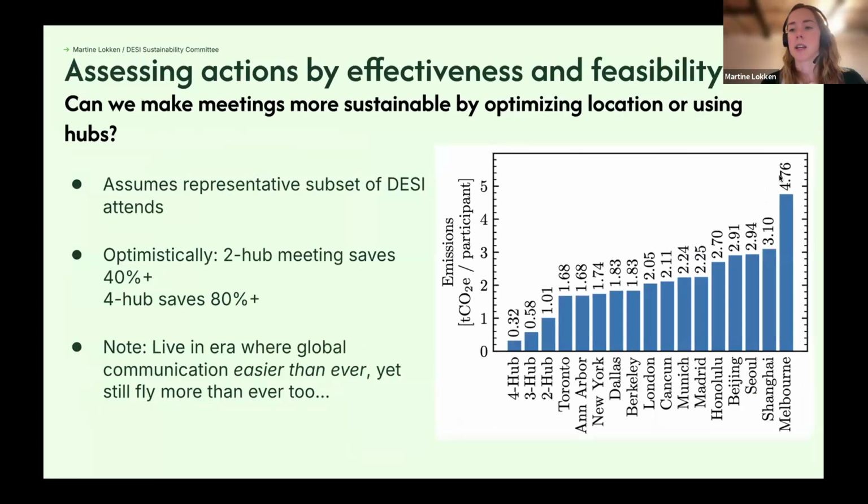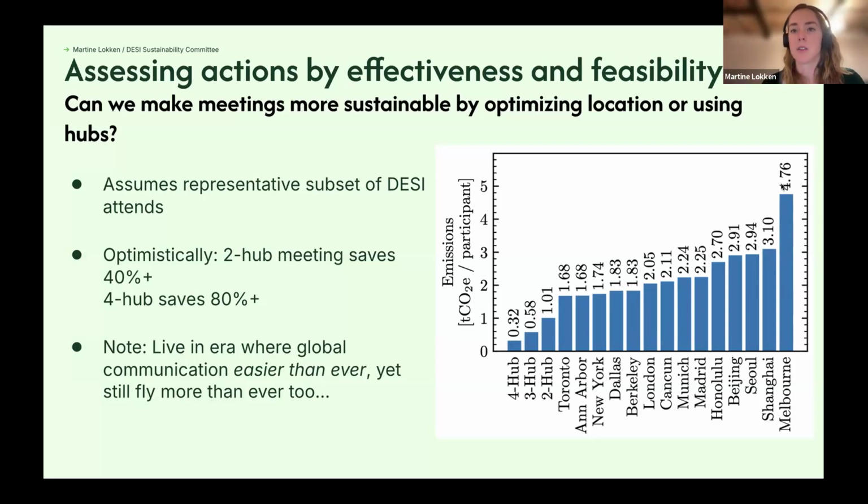And part of doing that was estimating the emissions of these different types of meetings, optimizing single location meetings versus how that would compare to multi-hub models with optimal locations. So each of the bars here shows the estimated emissions per participant for a bunch of different cities, some of which we've had meetings in in the past and others that we haven't but have been proposed. You can see that Melbourne would be near a couple of our members, but really out of the way for most of us.